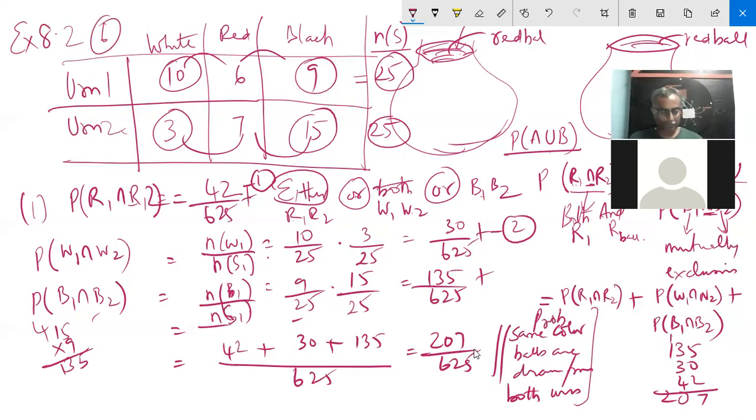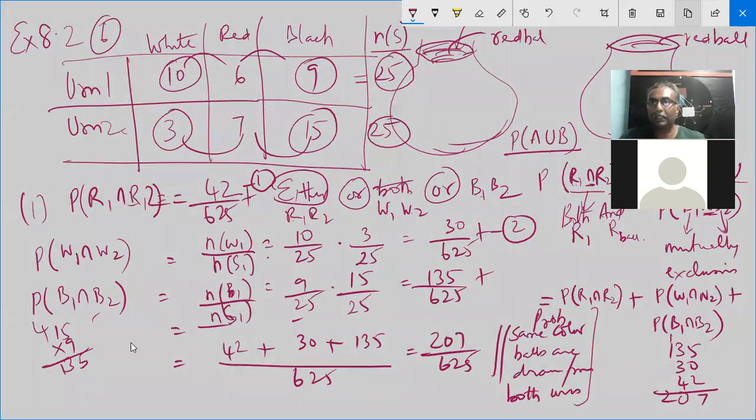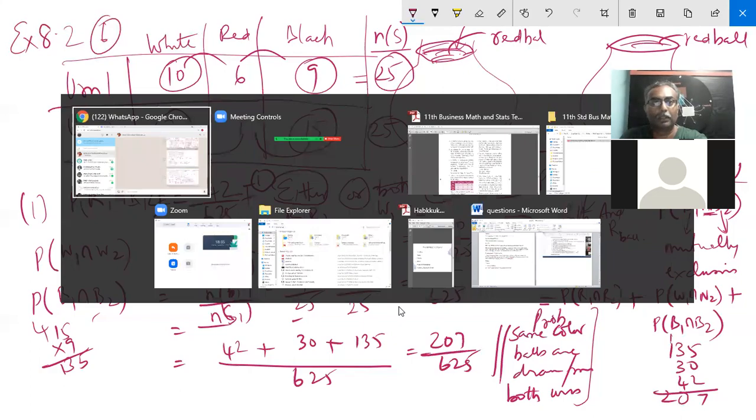Yeah. So 8.2, this is sum number 6. Sum number 6, very interesting sum. If it comes, you please attempt it. I'm going to post this in your WhatsApp.